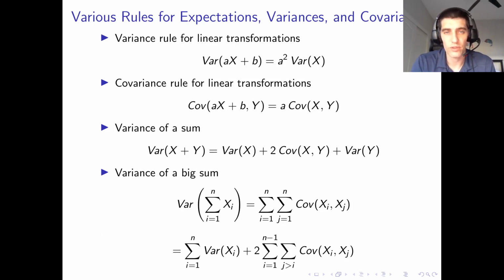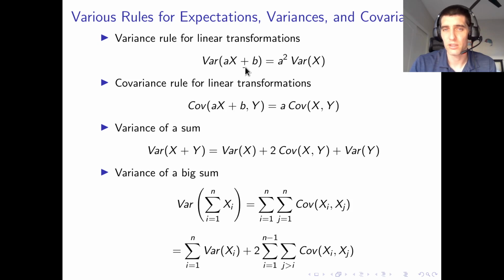The variance rule for linear transformations. So this one, I think, is the one students have the most trouble with in this course, sort of remembering the fact. Once you get it, it will be fine, but it takes some time to get it in there. So the variance of a linear transformation of x. So you're taking the variance of ax plus b, where a and b are constants.